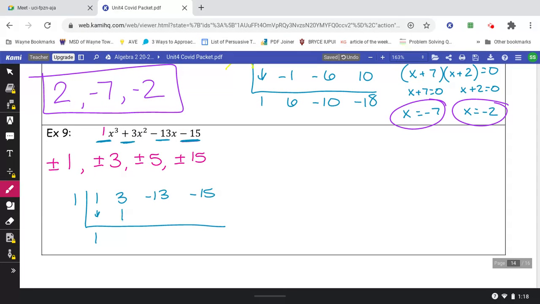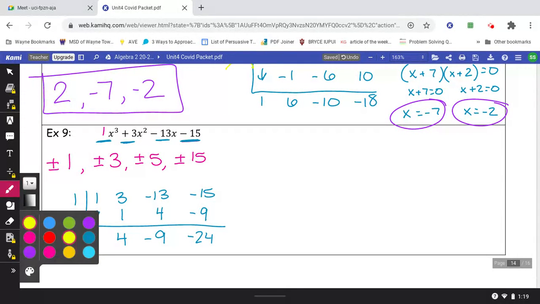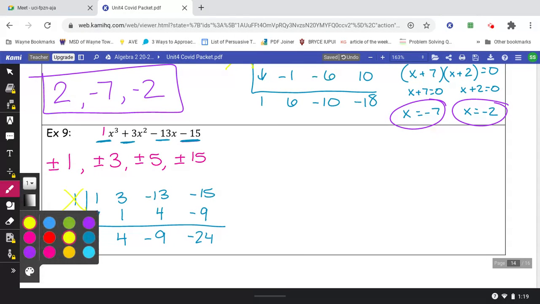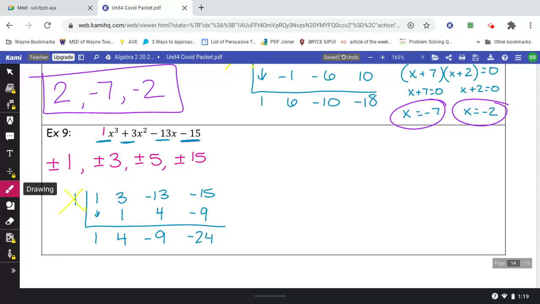One times 1 is 1. 3 plus 1 is 4. 1 times 4 is 4. -13 plus 4 is -9. Outside times the bottom, and insides get added. And then -24. That's not going to work. So, remember, you try the next number on the list, which is the negative version of the one you just tried. Let's try -1.